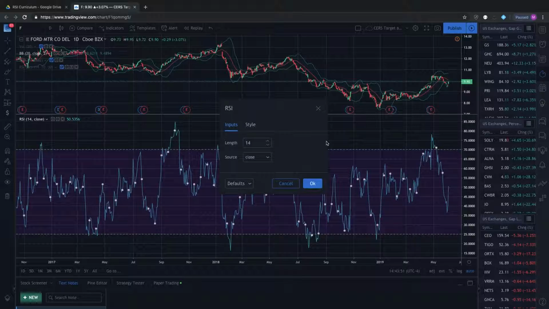In my next RSI video, we will take a closer look at the patterns in the RSI chart to help you locate and fine-tune your trading strategy, so stay tuned for that.